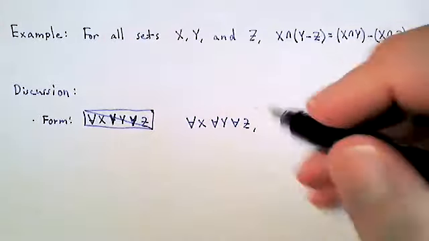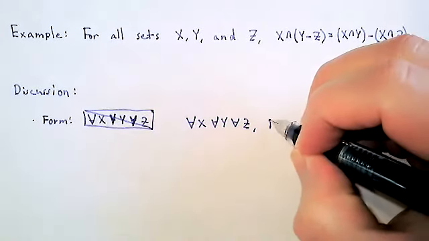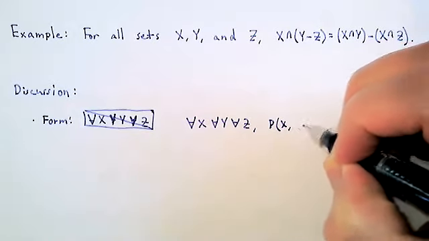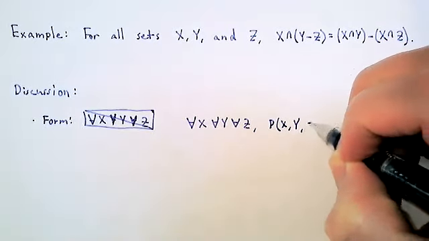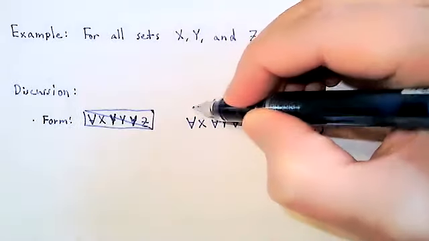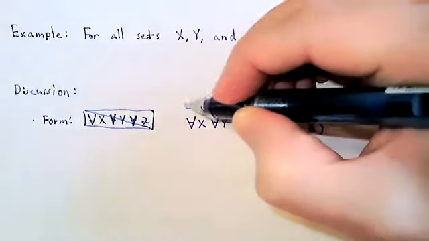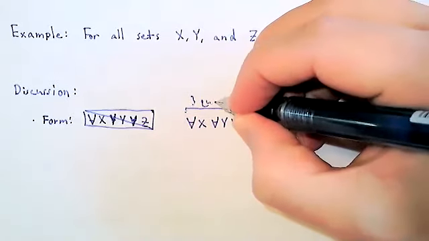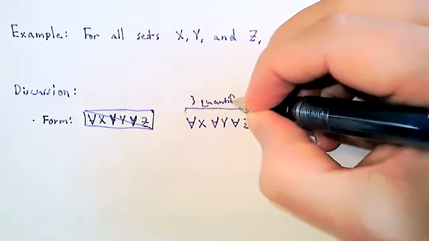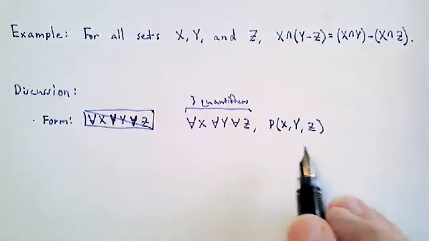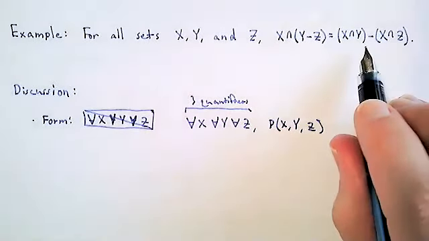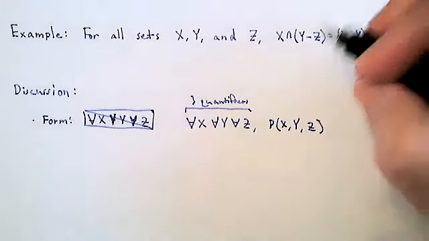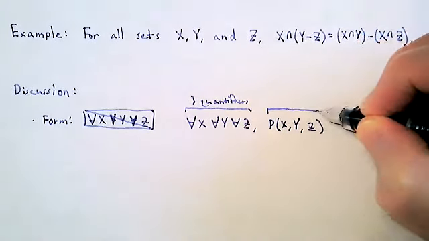And then we have some propositional function. In this case, it's an equation. We'll just call it P of x, y, and z. So we have three quantifiers nested. And instead of a conditional proposition, like we had last time, we have just an equation.